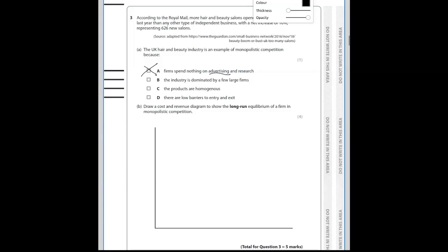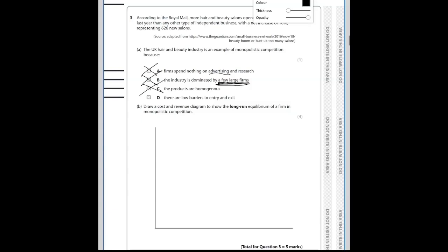B reads, the industry is dominated by a few large firms. Again, this would be true maybe of an oligopoly, but we're talking about monopolistic competition, which by definition has lots of firms. C, the products are homogeneous. Again, absolutely not true in monopolistic competition.